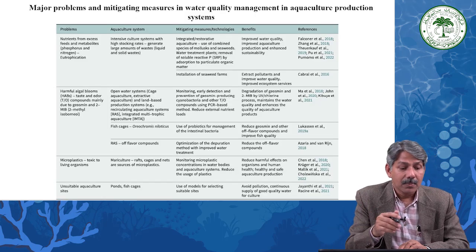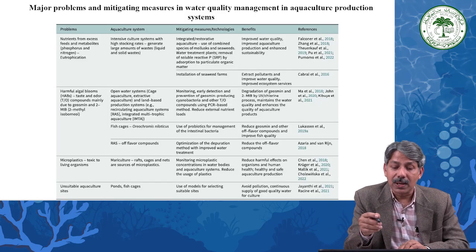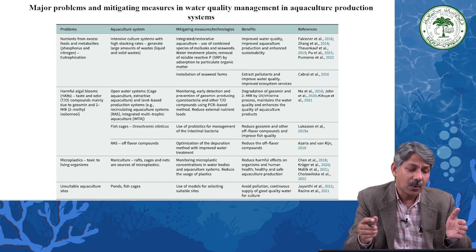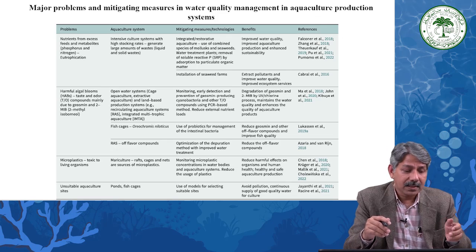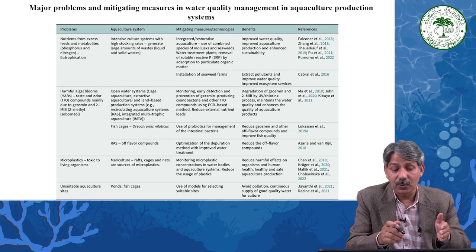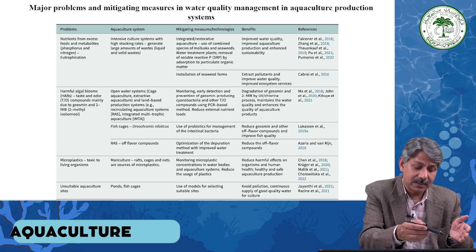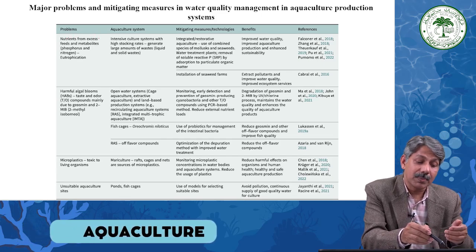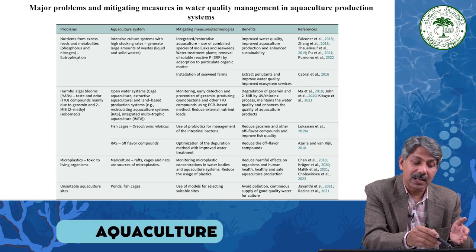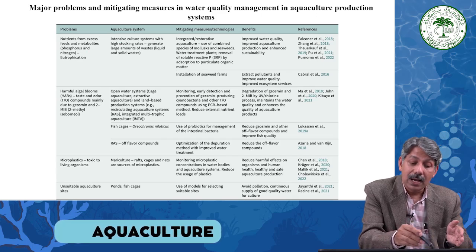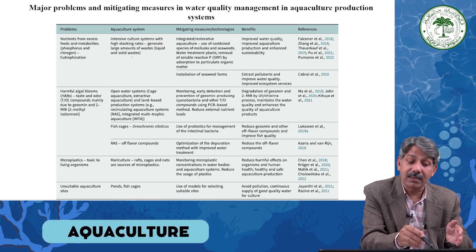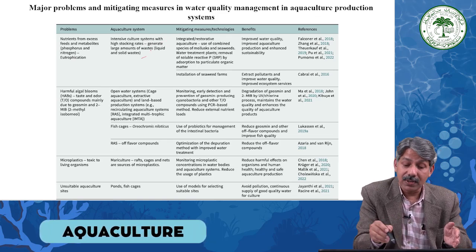For water supplies that have naturally low alkalinities, agricultural lime can be added to increase the buffering capacity of the water. Major problems and mitigating measures in water supply, water quality management in aquaculture production systems. This is listed at one place. You can go through this, that how this is going to impact and what are the problems in what kind of aquaculture systems. For example, I can just give you one or two examples. Nutrients from excess feeds and metabolites, phosphorus and nitrogen.